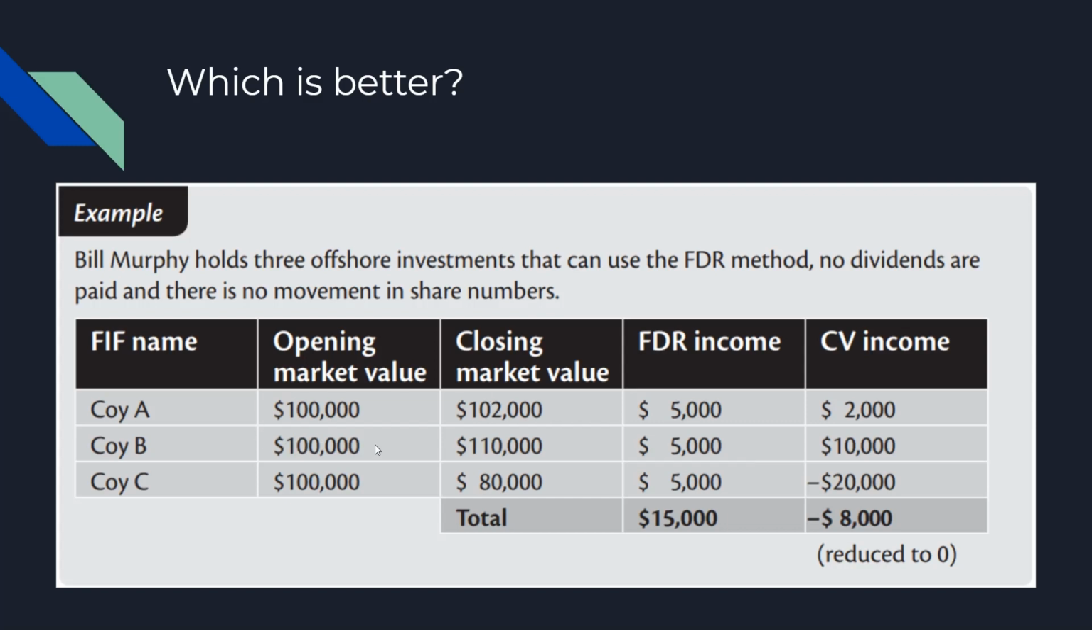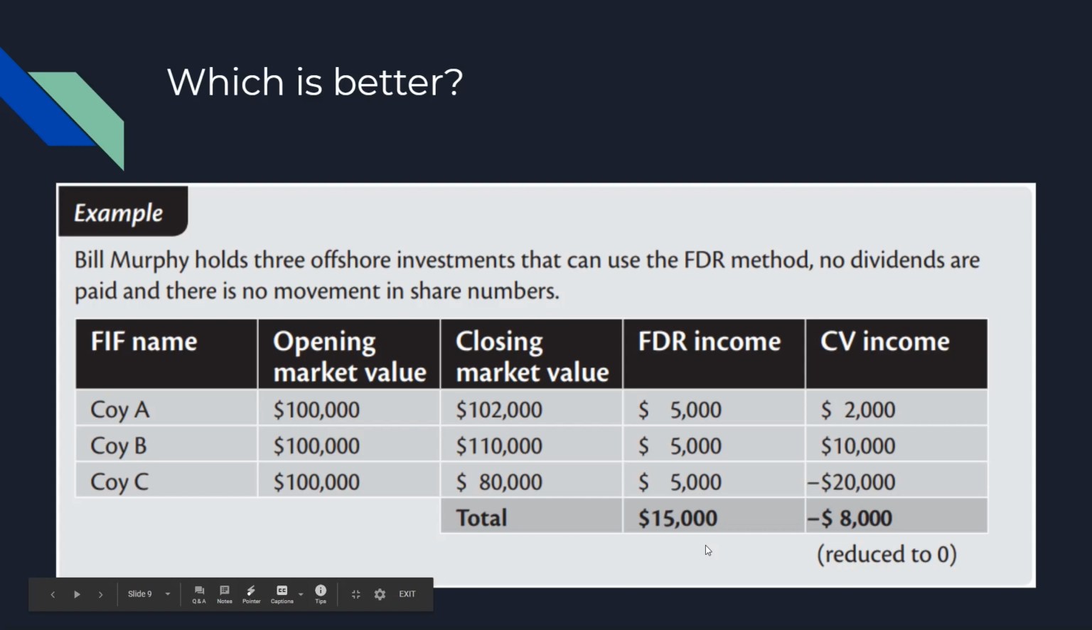And for B, he starts off with $100,000 and he gained $10,000. And in investment C, he starts off with $100,000 and he lost $20,000 for a total closing of $80,000. Now, using the FDR income calculation method, he needs to pay his personal marginal tax on $15,000.